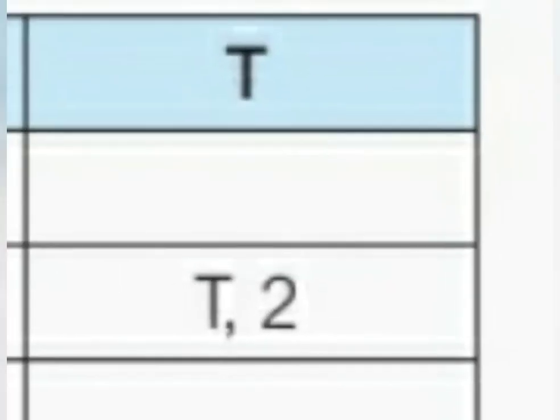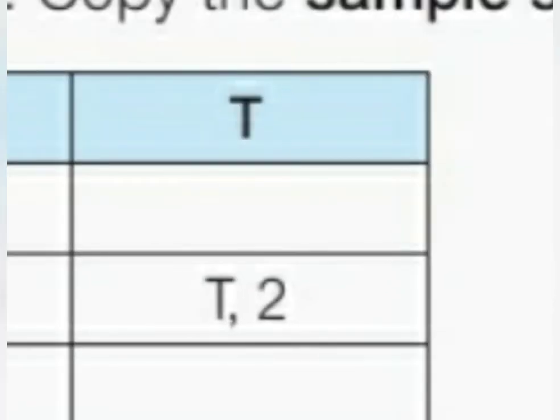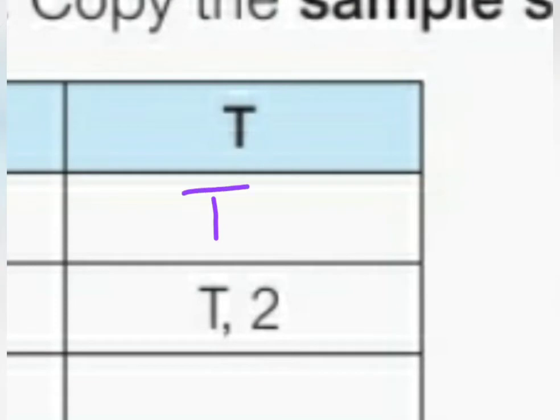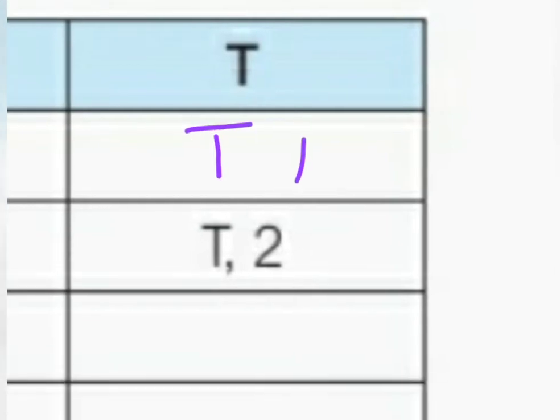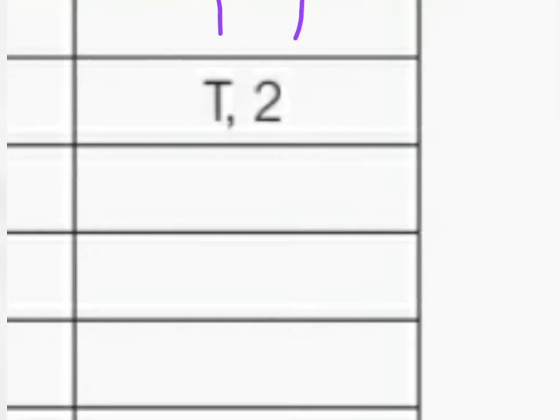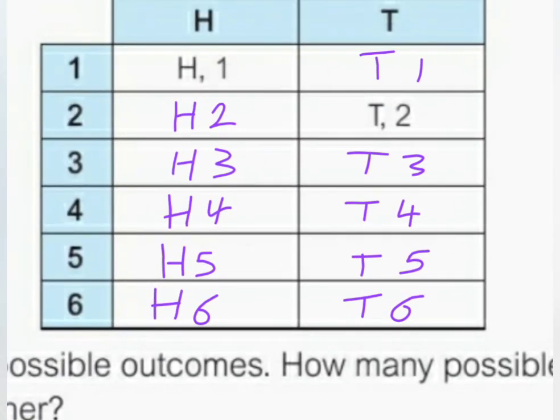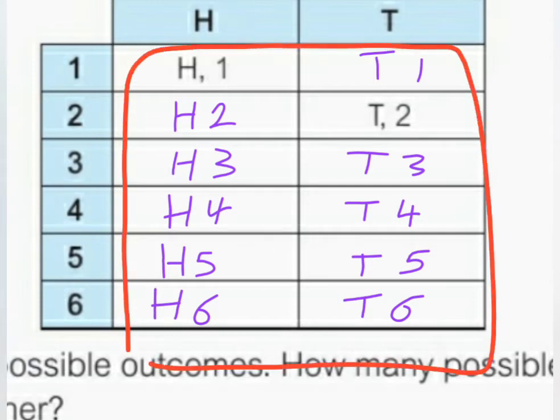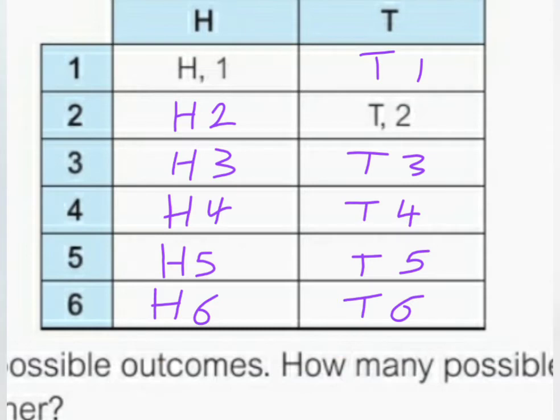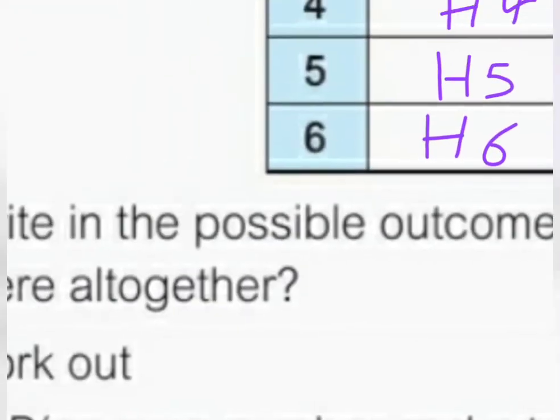Now, we're going to fill the gaps of the tails. Now the tails might come with 1, so it's going to be tails with 1. And then tails with 2, and then we have tails with 3, tails with 4, tails with 5, and tails with 6. So all of these are the possible outcomes of rolling a dice and flipping a coin at the same time. Now, how many possible outcomes do you see here? Very good. They are 12. So we write next to the question 12.